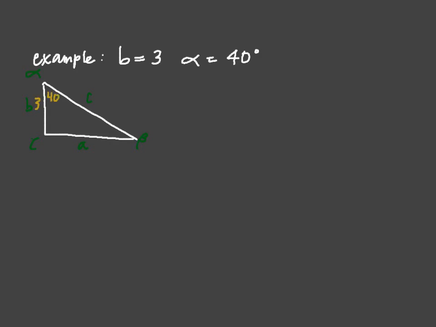I know because this is a right triangle that gamma is 90 degrees, so I know beta is 50 degrees because those two acute angles add to 90 degrees. Okay, so we're already done finding all of our angles.